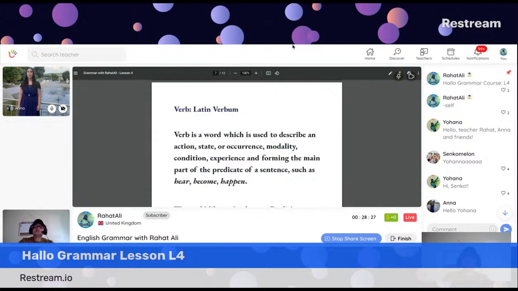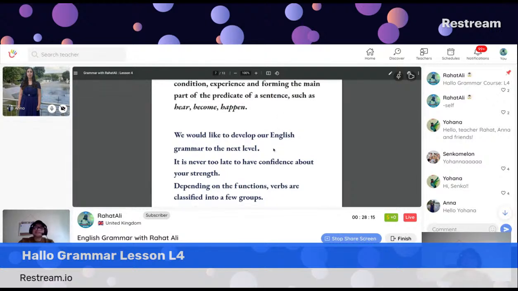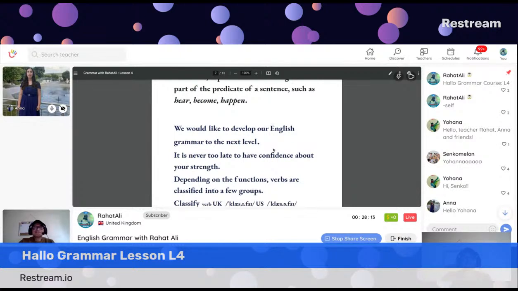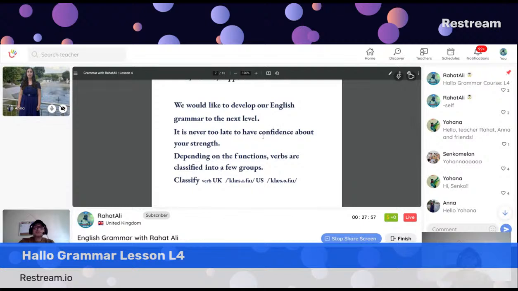It's not action verb only. So there are action verbs and there are non-action verbs. So for examples, I've given some examples. We like to develop our English grammar to the next level. It is never too late to have confidence about your strength. Look, there are many verbs. How many verbs can you see in the first sentence, Anna? Like, develop, yes. Bravo, that's cool. So depending on the functions, verbs are classified into few groups.